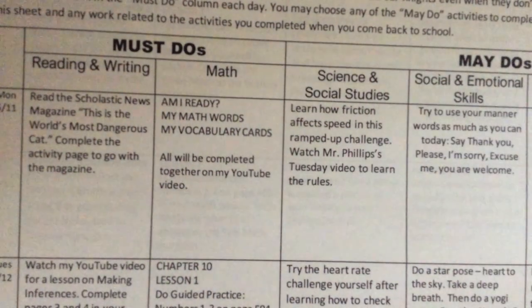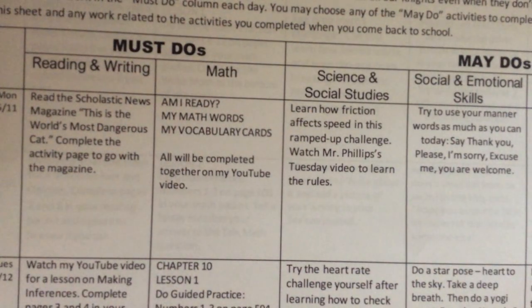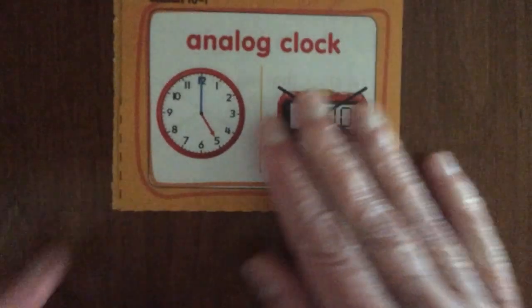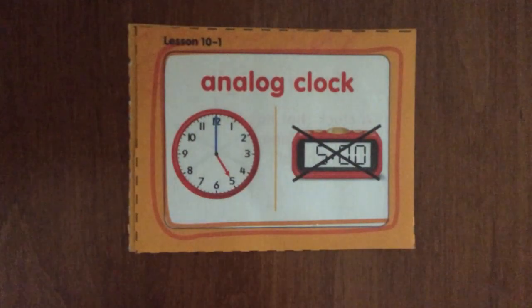So, am I ready? My math words, my vocabulary cards. We're going to go over some vocabulary cards for the unit. And I already cut mine out. In your packet, they're just on a sheet, aren't they? Okay, so there's 10 of these. We're just going to go over these.